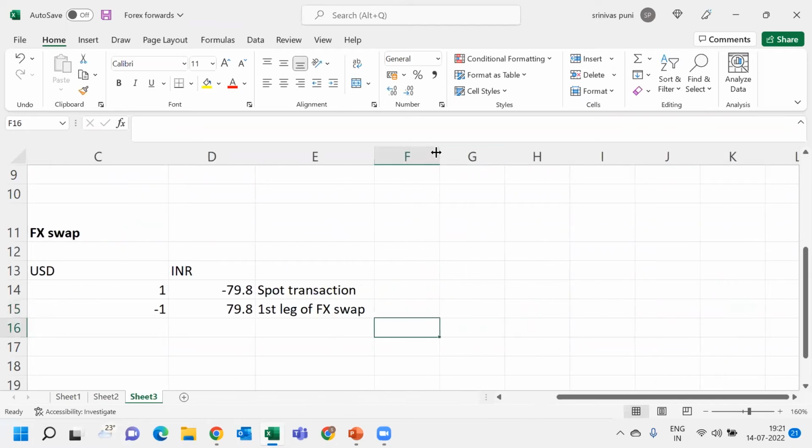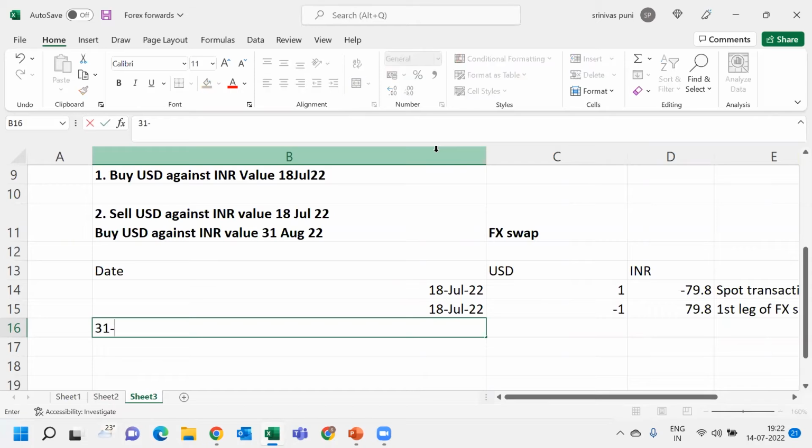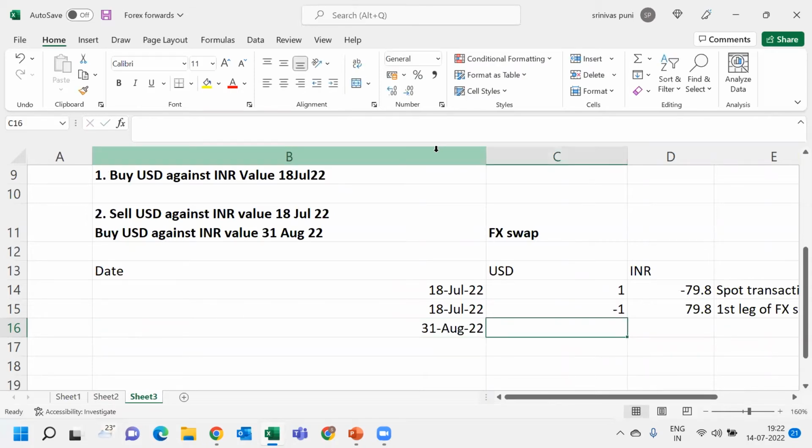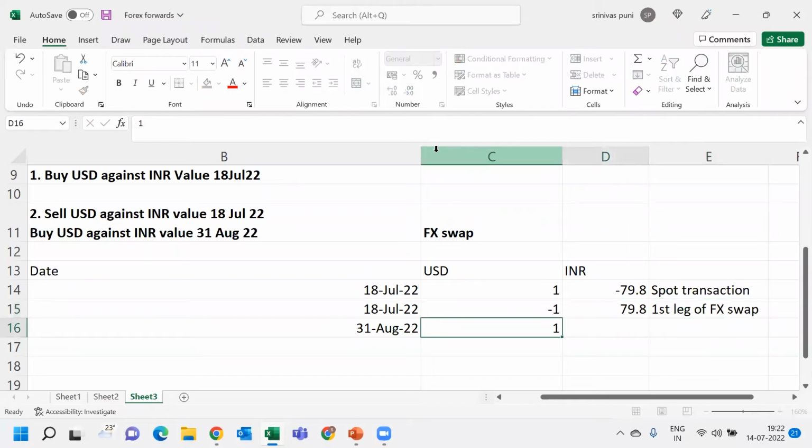Now, once you do this, the next leg of the FX swap is what? This transaction happens on the same day. It's just that I'm giving you a leg by leg breakup. So the next leg will be what? 31st August 22, right? I have to buy USD against INR, because the first leg of the FX swap was sell. You are selling, and the second leg is you're buying. So your buying means the $1 will be positive.